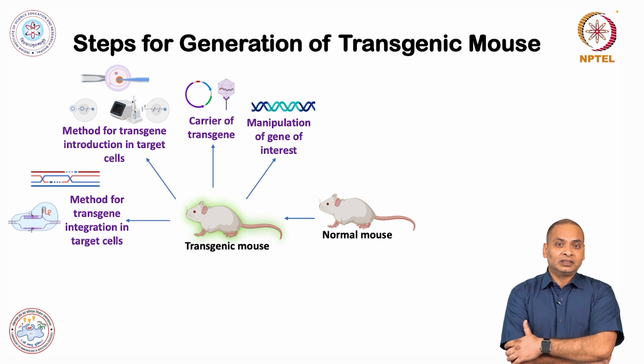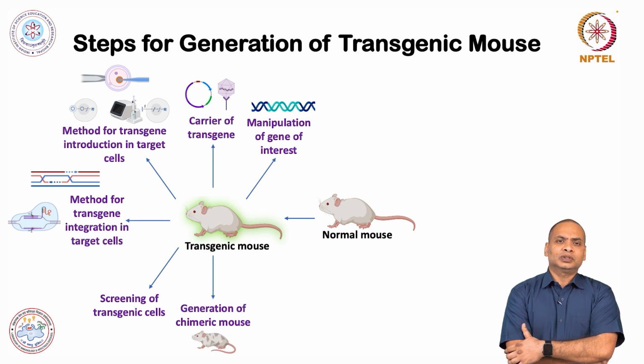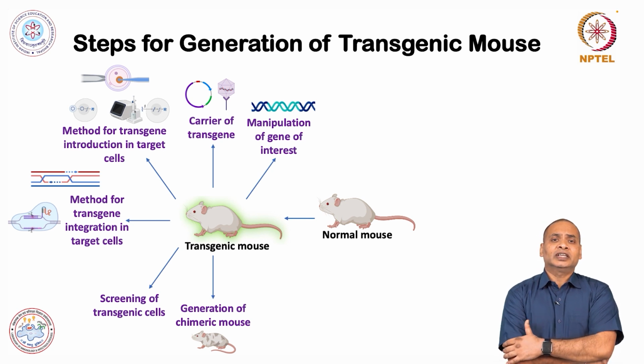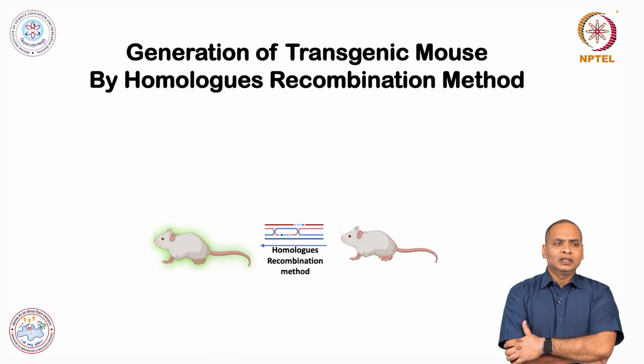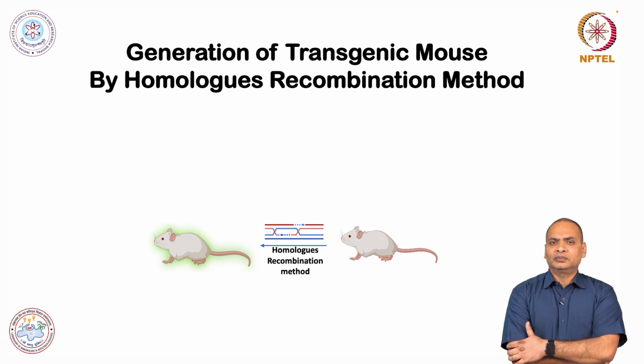There are two major methods, that is homologous recombination and CRISPR-Cas9 mediated transgenesis. Then I will discuss the screening of transgenic cells, and then the generation of chimeric mice using these transgenic cells, and eventually we will conclude about the generation of transgenic mice. Then I will discuss in more detail the generation of transgenic mice using the homologous recombination method.